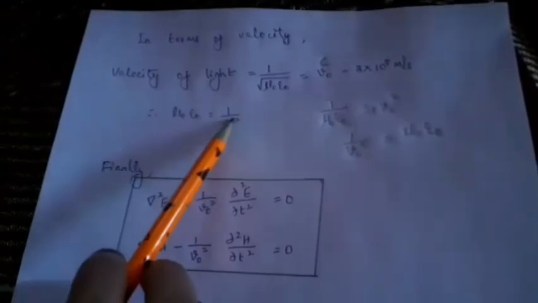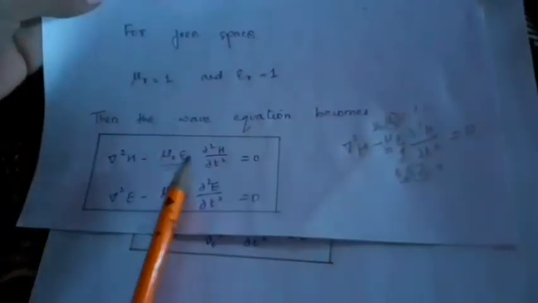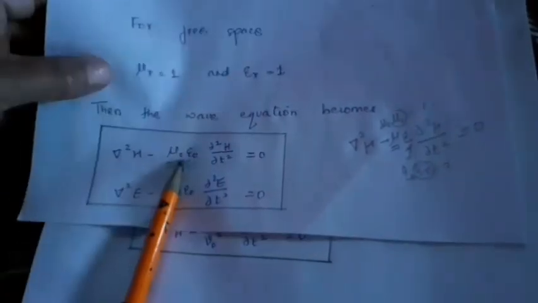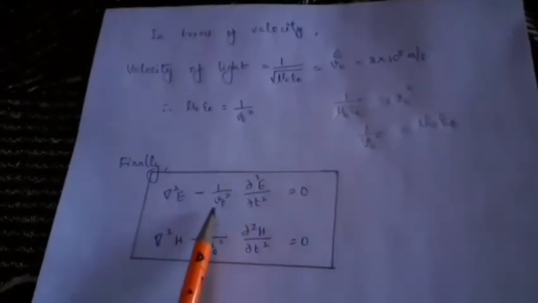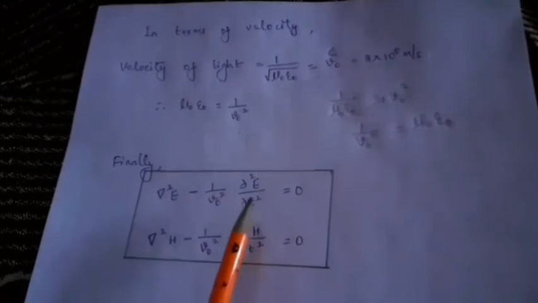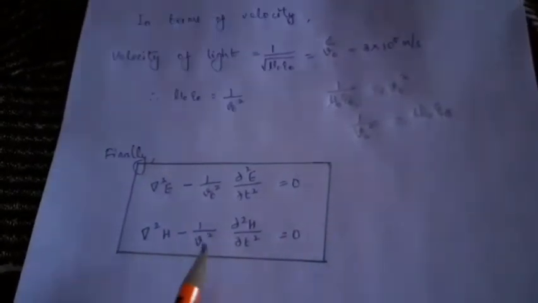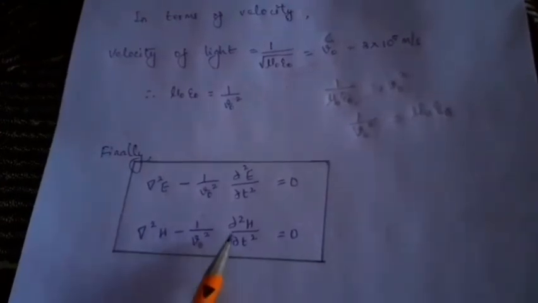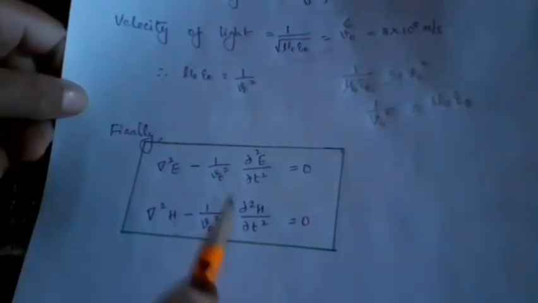We have to take this value in this. So instead of this, we can write this. Finally we'll get del square E minus 1 by v naught square dou square E by dou t square equals 0. Likewise, del square H minus 1 by v naught square dou square H by dou t square equals 0. So this is the wave equation in free space condition.